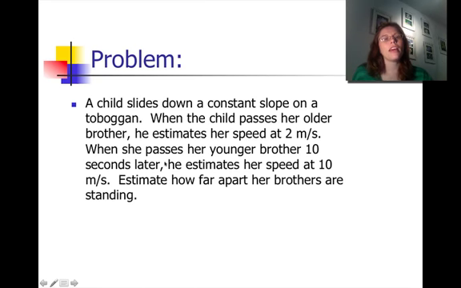Okay, let's do this. A child slides down a constant slope on a toboggan. A toboggan is one of those fancy sleds that you see in cartoons with the rails on the bottom. When a child passes her older brother, he estimates her speed at 2 meters per second. And when she passes her younger brother, 10 seconds later, he estimates her speed at 10 meters per second. It's a very special family that can estimate very well. How far apart are the brothers standing?